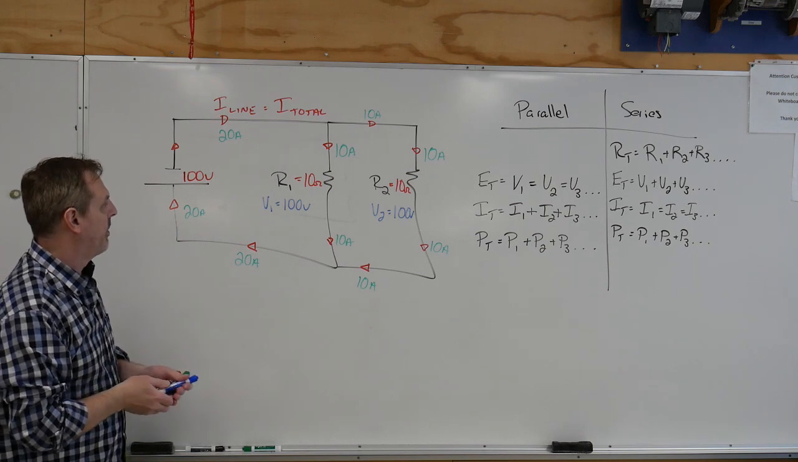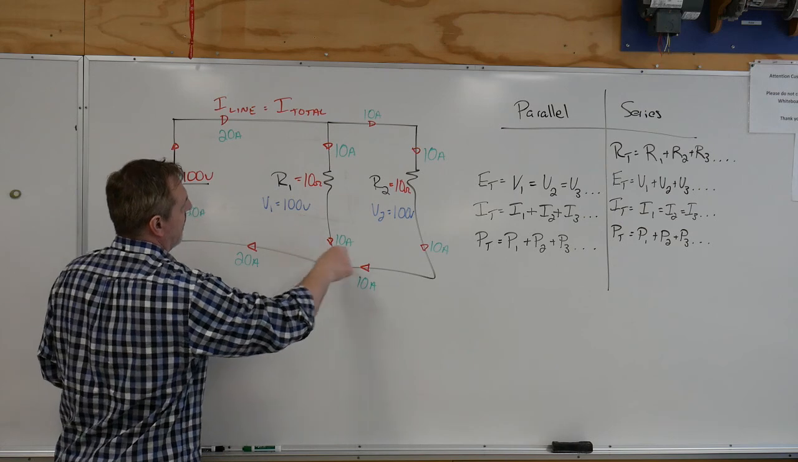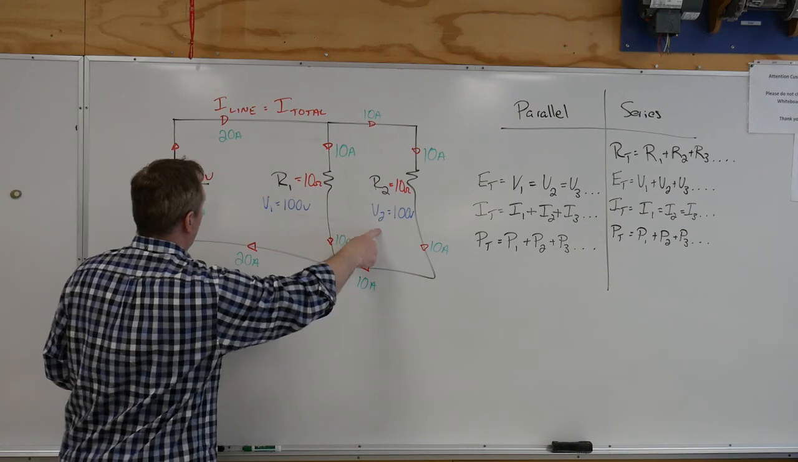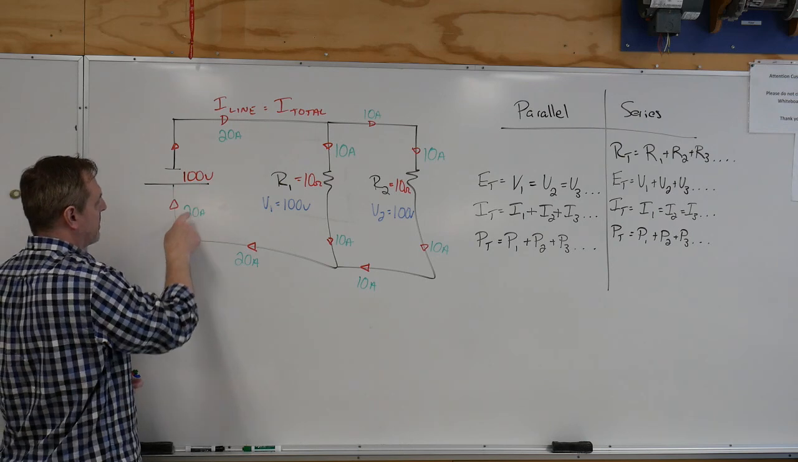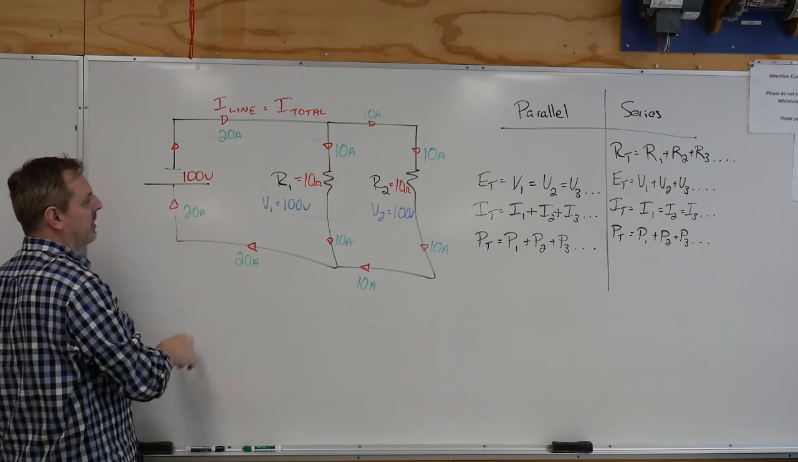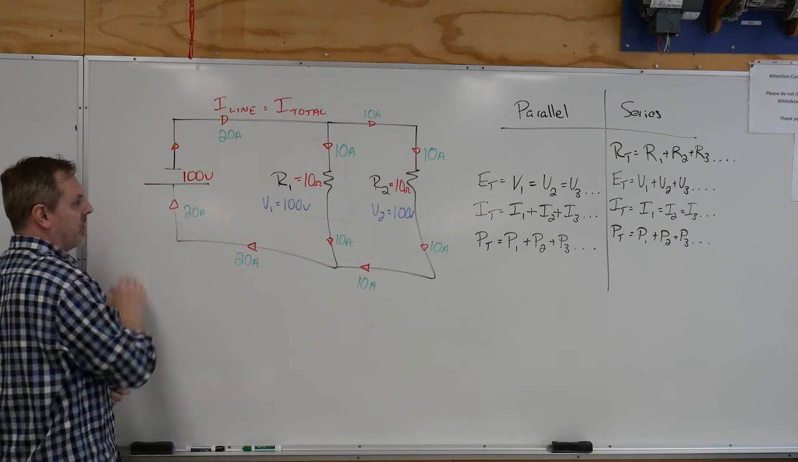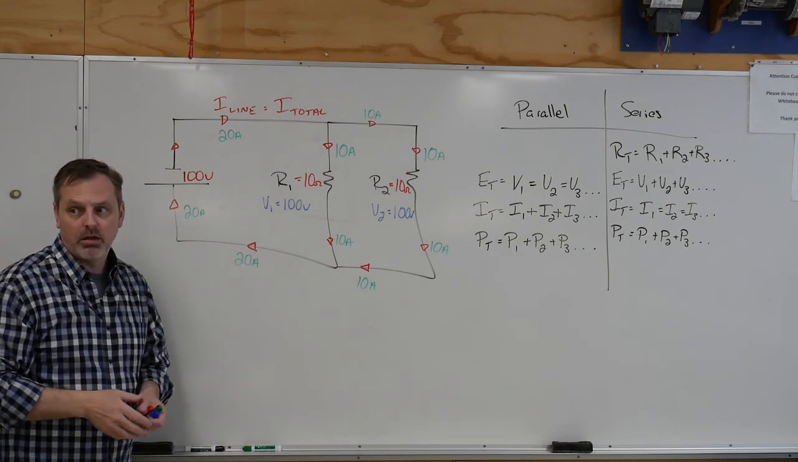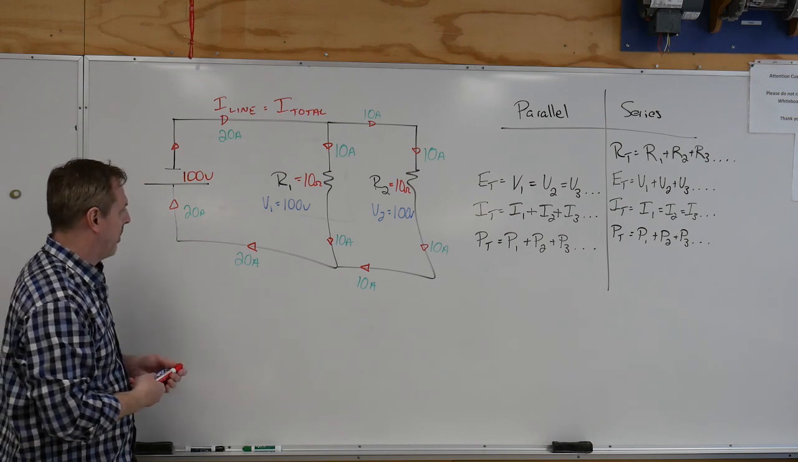We could figure out our powers by going 100 times 10 to give us 1,000, 100 times 10 to give us 1,000, or we could also confirm it with our totals, 100 volts times 20 to give us 2,000. In other words, 1,000 watts plus 1,000 watts gives us 2,000. So far so good. Lastly would be our R total.